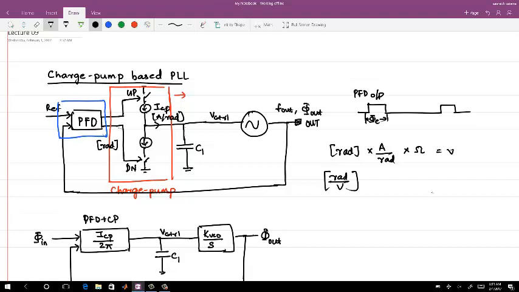Okay. This one is the KVCO units. So, or let me just say this is radian per volt here. Okay. Any confusion so far?